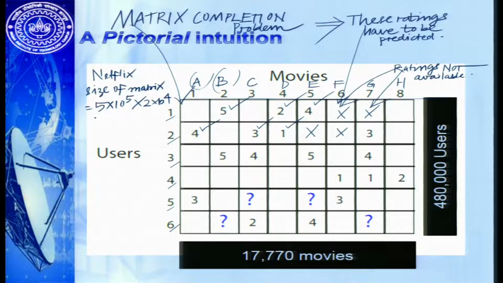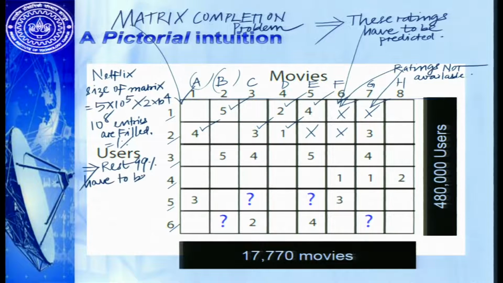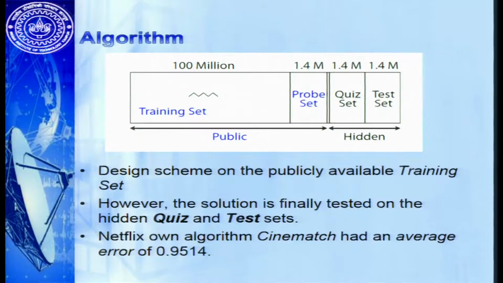And out of these, only about 10 to the power of 8 entries are filled. It is like a puzzle. That is about 1%, which implies the rest, 99%, have to be completed or filled, and this is basically a matrix completion problem. The interesting aspect is that the size of the matrix is humongous, as you can see. It is huge, and this is because it is a big data problem.